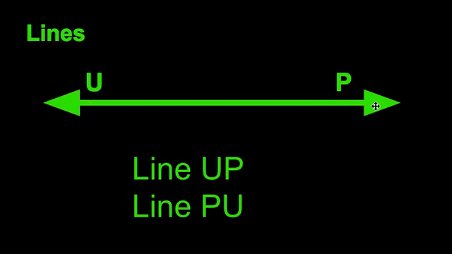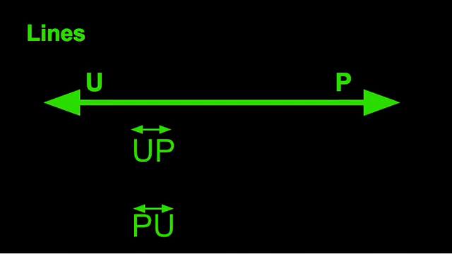I've named my line UP. I could also say PU because it goes on and on forever in both directions. You can name it both ways. If I want to be lazy and use math notation, I simply write my 2 letters and then draw the line above it. So I would say line UP, line PU.